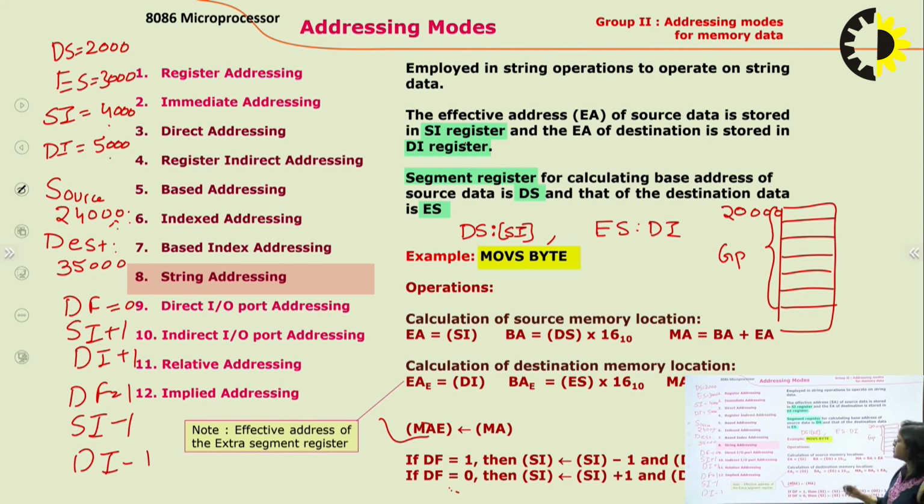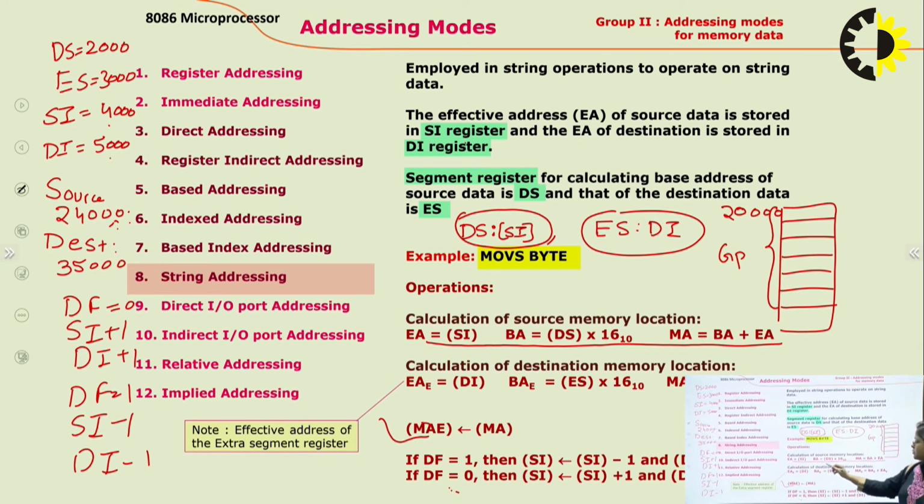For source string it is DS SI and for destination string it is ES DI. So the calculation of source memory is SI effective address, then physical address will be DS into 10 plus SI, and of destination string it is ES into 10 plus DI. So if we talk about move string byte, this instruction copies the value of source to destination. If direction flag is 0, next address will be auto incremented, whereas if direction flag is 1, next address will be auto decremented.